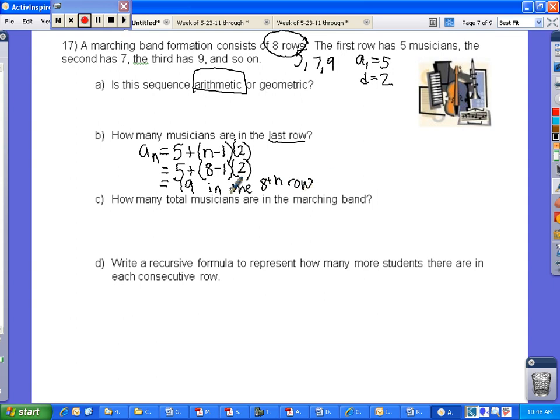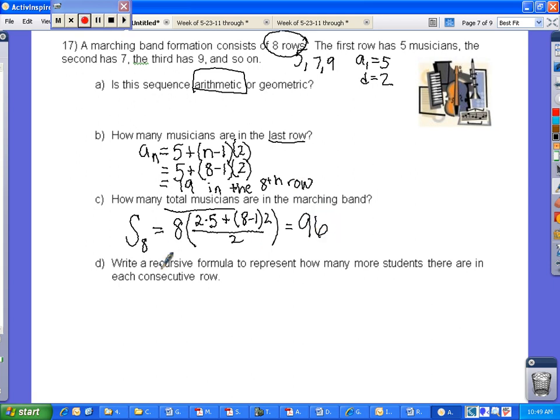Now, I want to know how many total musicians. Well, total musicians, does that include the first row, the second row, the third row? Yes, it includes all of those all the way up to the 8th row. So instead of calculating how many are in each row, I'm just going to use the sum formula. I know that there are 8 rows, so that's going to be the S sub 8, the sum of 8 rows. And then you're going to just substitute the values into the arithmetic formula for sum. So that's going to be 8 times 2 times 5 plus 8 minus 1 times 2 all over 2. And when I simplify that and put it in my calculator, I'm going to be left with 96.